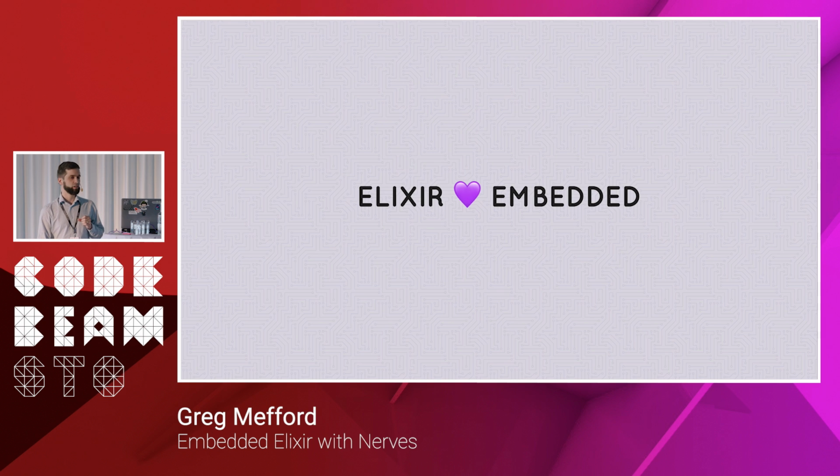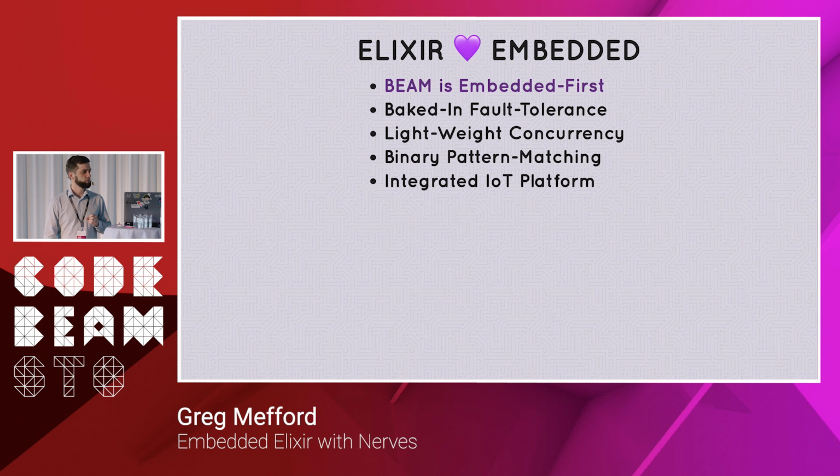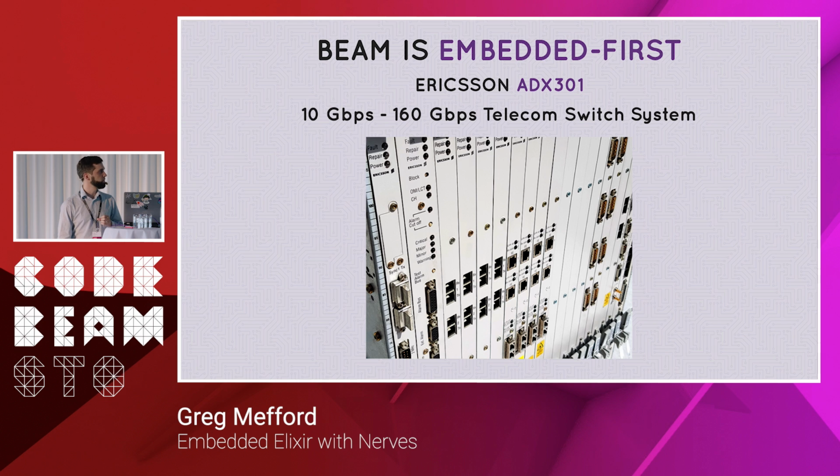So the first thing I want to talk about a little bit is why Elixir is a great language for embedded, and also, Erlang, the whole Beam family is great for embedded. The first point is that the Beam and the Beam ecosystem are embedded first to begin with. So here's a picture of one of the Ericsson switches where Erlang was first used, sporting a 10 gigabit to 160 gigabit per second switching throughput.